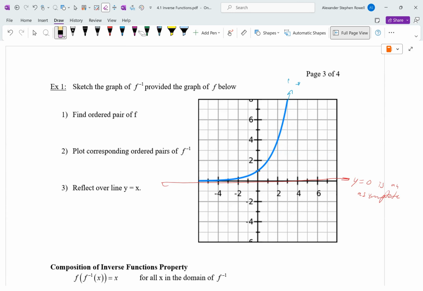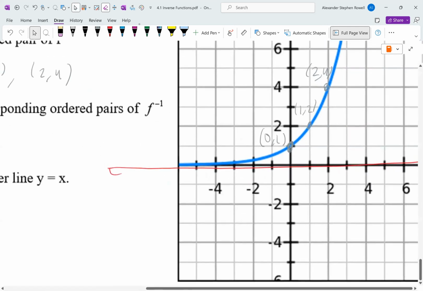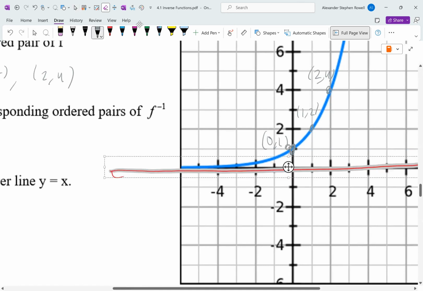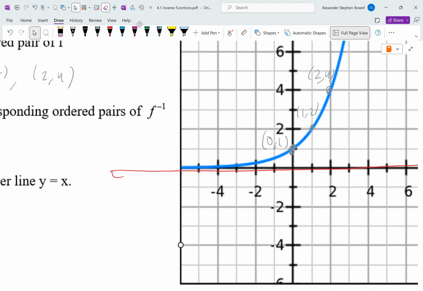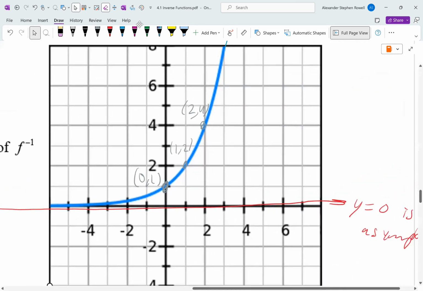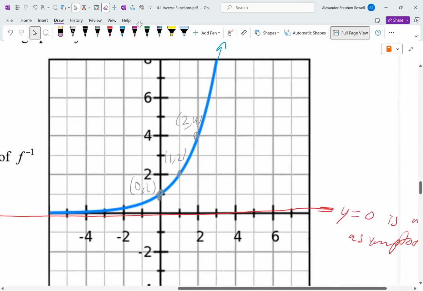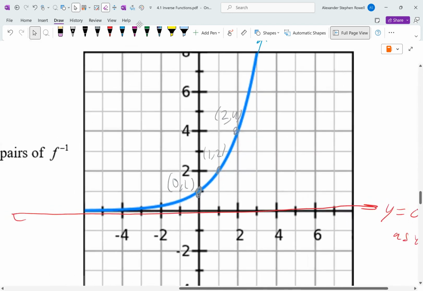Let's graph the inverse. Let's plot some ordered pairs here: 0, 1; 1, 2; any others? 2, 4; negative. Okay, this graph isn't great. It should only get close to the line, but never touch the x-axis. It's forever getting closer to the x-axis. Unfortunately, this line is thick, so it looks like it touches the axis, but it doesn't.